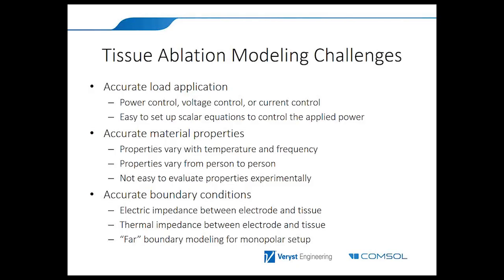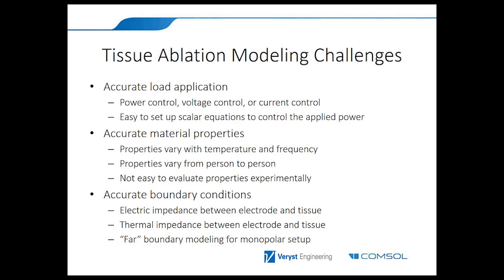The other thing is material properties. It's hard to get accurate properties that vary within the temperature range and frequency range you're interested in. So there's a need for more validation tests than in other cases. And there's the normal person-to-person variation and the difficulty of getting these properties experimentally. So validation takes a big part of that effort.